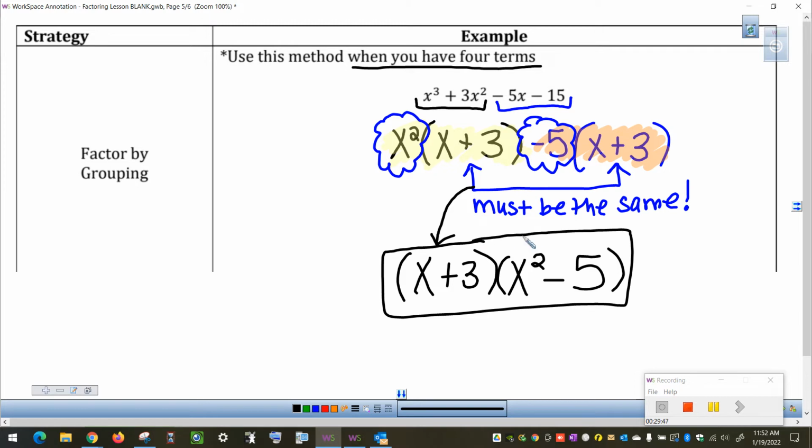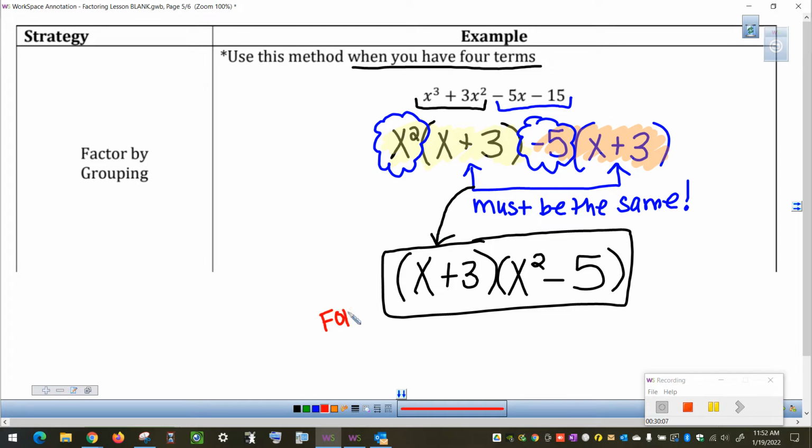And that is our final answer right there. So when we are doing the factor by grouping method, we still get two parentheses side by side. It's just a little different way for how we got there. Now we can still check our answer with FOIL. I want to convince you that this method here works.